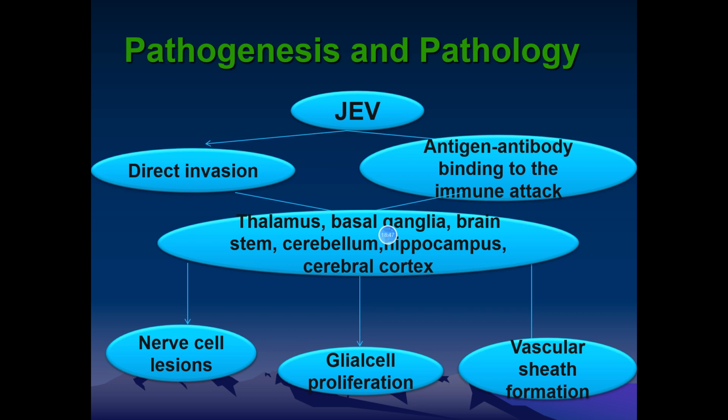JEV likely represents the first mosquito-transmitted viral pathogen to affect neural stem cells. When the cells survive, they play important roles in general recovery. Consequently, JEV-induced disruption of neural stem cell growth may be particularly important to further morbidity and mortality.